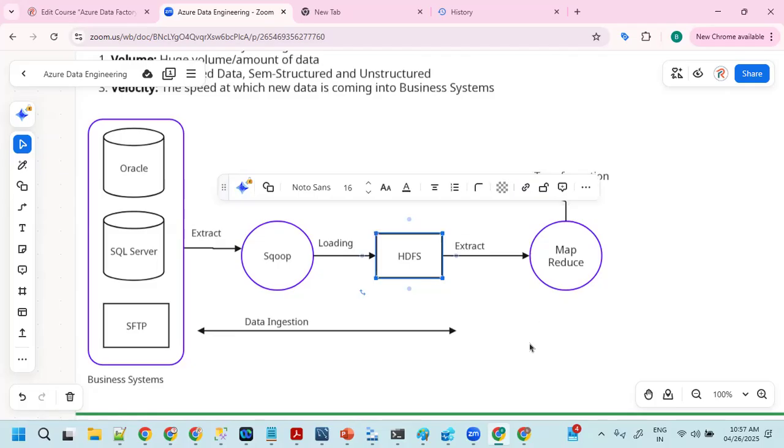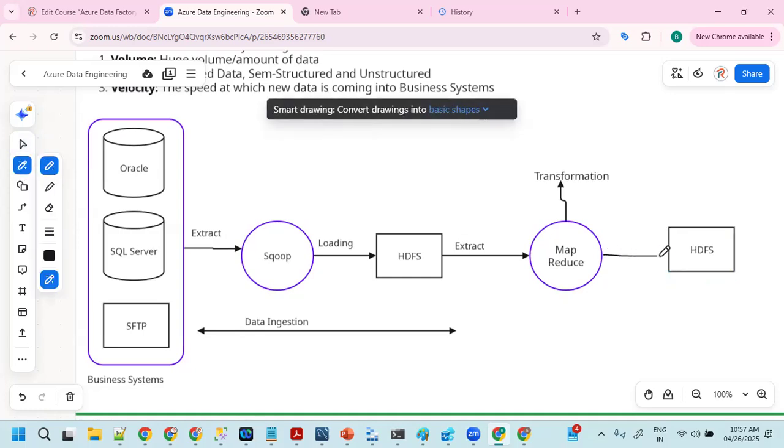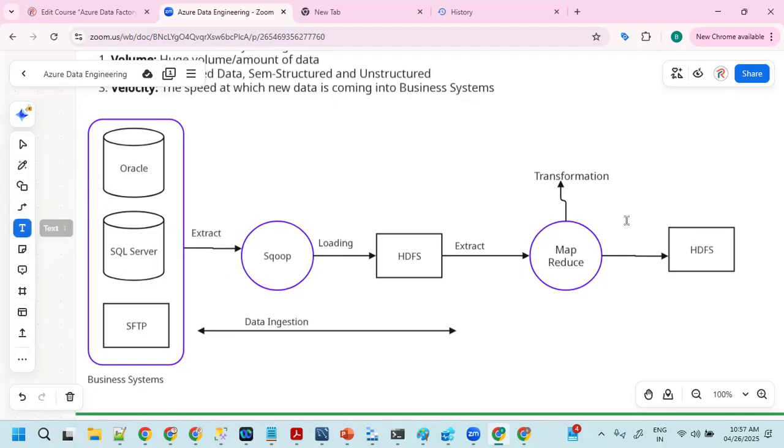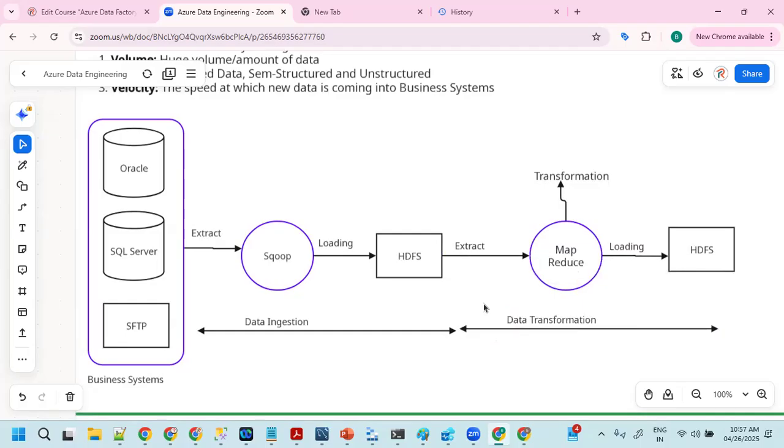And then finally, you're going to store the data into your target, which is Hadoop HDFS again, and load the data into this place. The second part we used to call data transformation. So even with Hadoop technologies, we used to do data ingestion and data transformation. There were many problems with Hadoop, and I'll talk about all these things again.